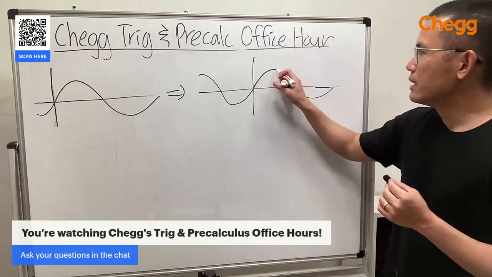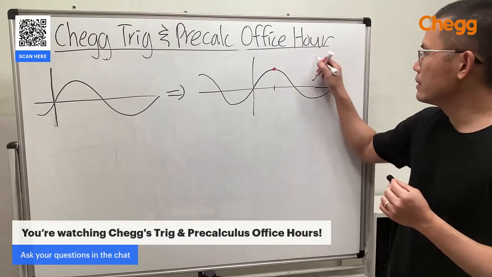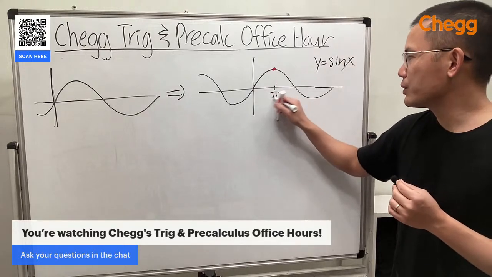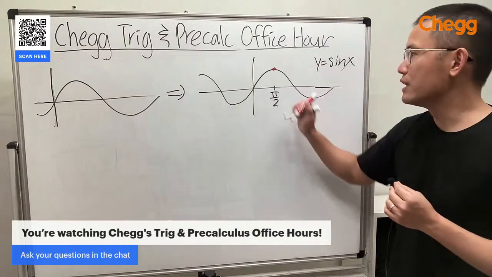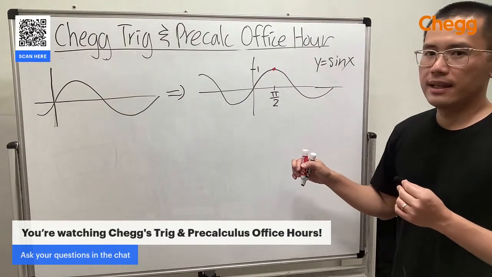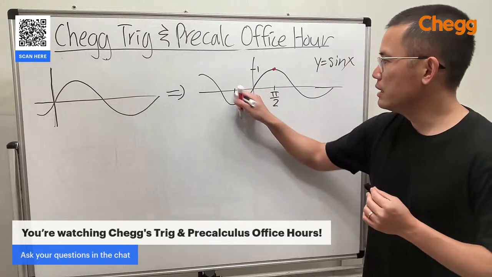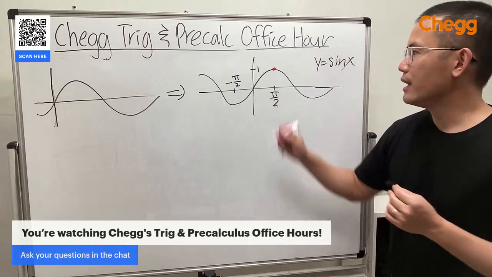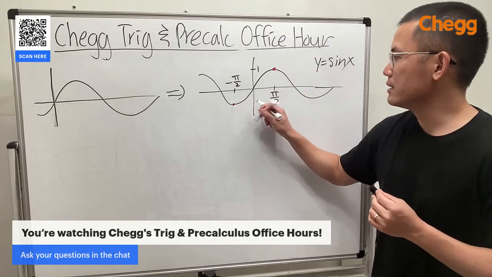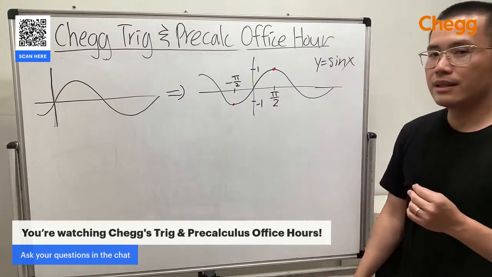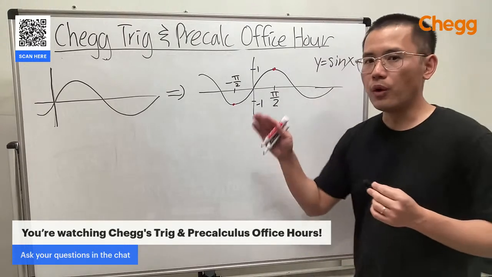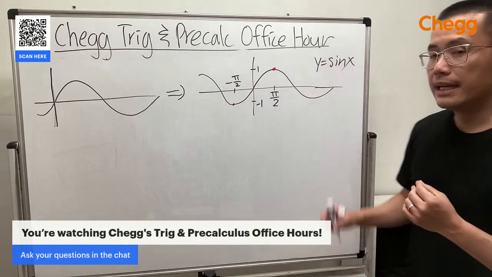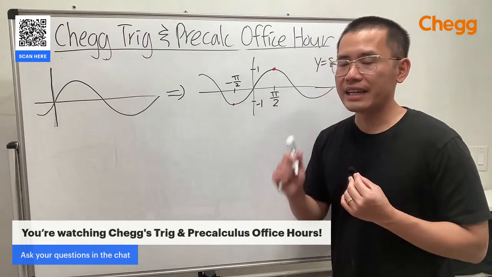Now have a look. This point is for the sine graph. When you have pi over 2, sine of pi over 2 gives you 1. And then if you come here, this is the other side. You have negative pi over 2. And in fact, this number here is negative 1. And this is actually true for all the values on the sine graph. And we say sine is an odd function.